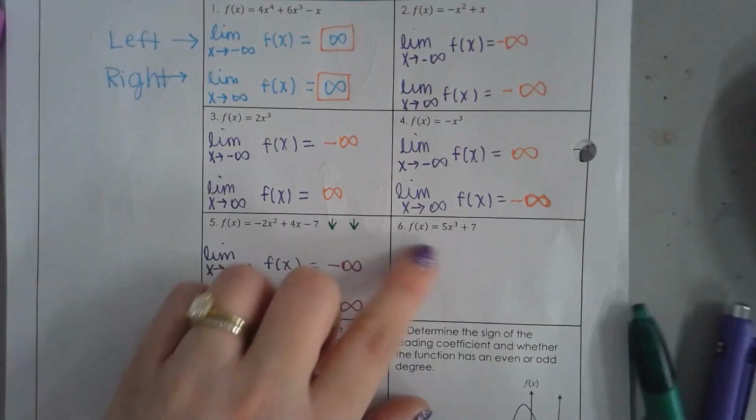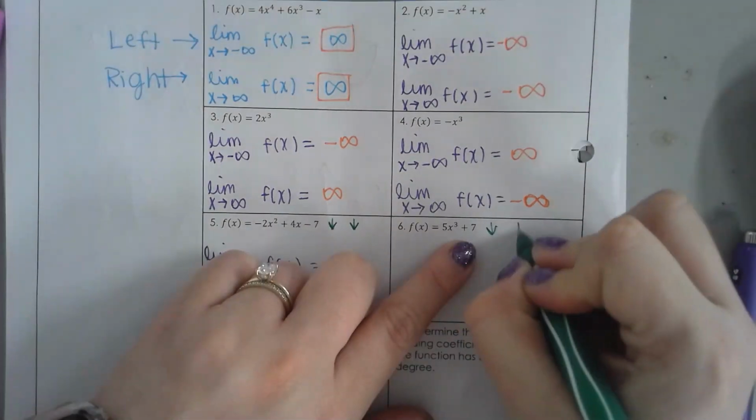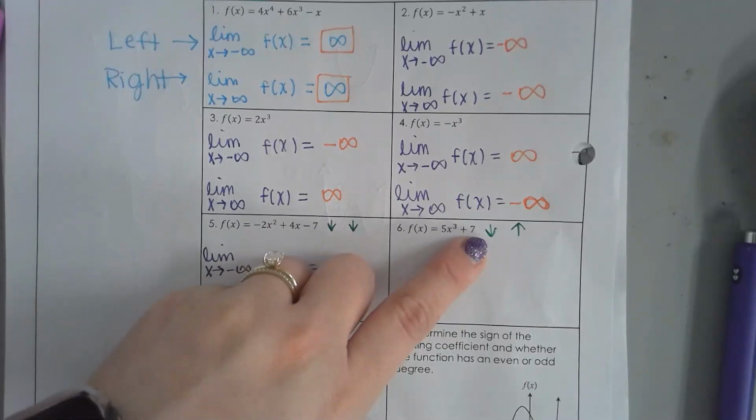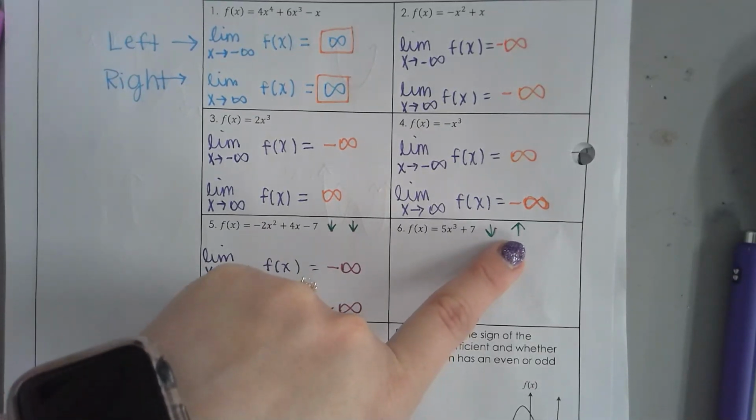What do the arrows do on number 6? Down and then up. So the left side is going to be negative infinity. The right side is going to be positive infinity.